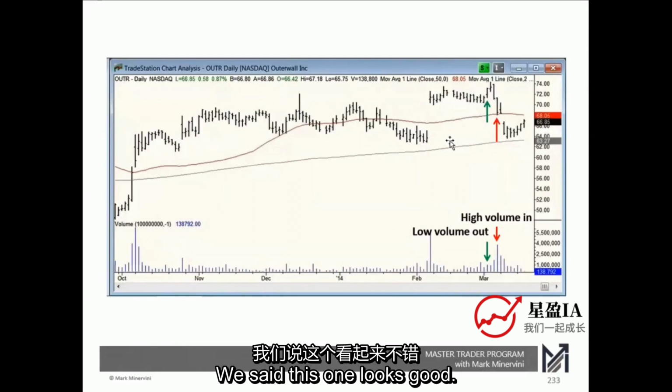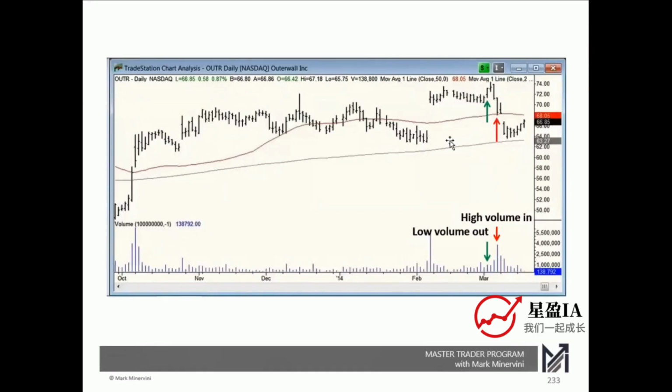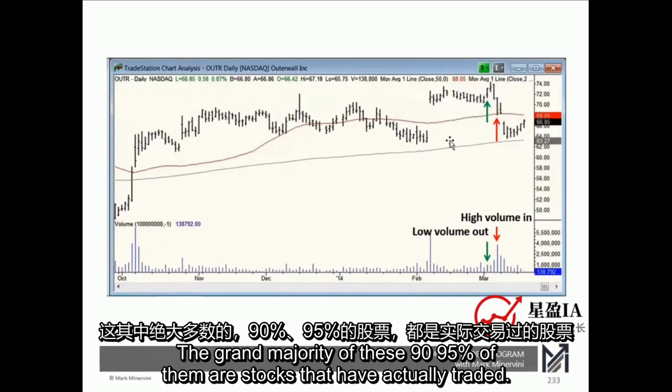We said, oh yeah, this one looks good. Yeah, some of them we've studied some leaders and studied some stocks and pulled out some models. But the grand majority of these, 95% of them, are stocks that I've actually traded.